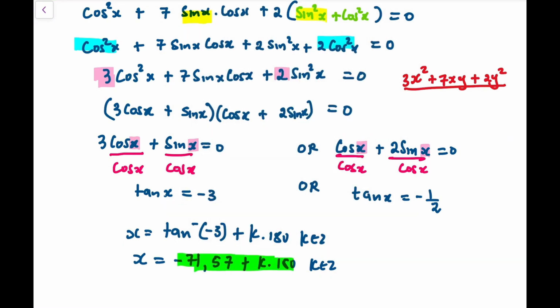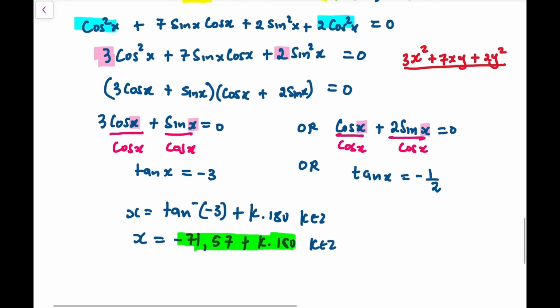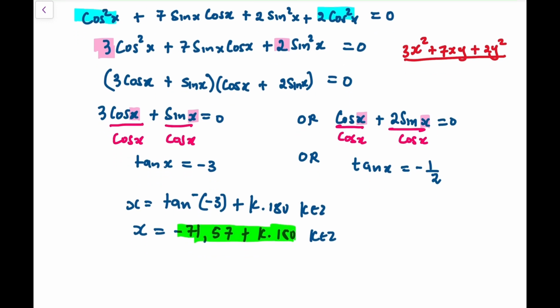Sometimes you will want to make this angle positive. For tangent, you can just add 180. If I add 180 here, your solution will be minus 71,5 plus 180. It will be 108,43, comma 4, it's 108,44, and then plus k times 180, where k is an element of integers. This solution in the exam will always give you full marks.